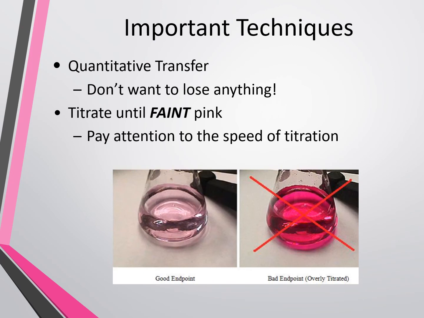Important techniques that you'll see in the video. The first one is quantitative transfer, which means every time we transfer a solution to a different container, we don't want to lose any of that. So we'll be doing things like rinsing the beaker with water just to make sure that any traces of solution left in the beaker are going to go into our new container. And we will be titrating slowly at first to get that lighter pink color, because if we go too fast, we could go past our endpoint and get that darker pink color that I was talking about before.